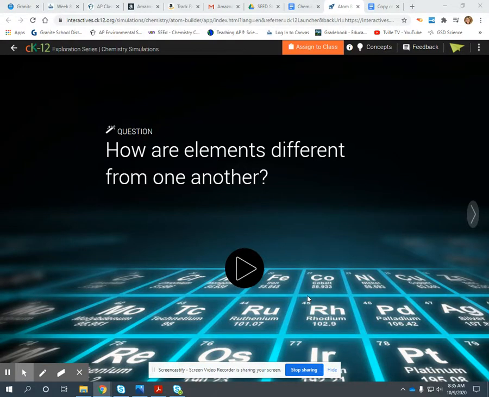Hello, so in this video tutorial, I'm going to show you how to use the CK12 Exploration Series Atom Builder Simulation. So when you click on the link to go to the simulation, the question that we're going to be answering today is how are elements different from one another? And we're going to be using the simulation to help us think about how the periodic table is organized and how it relates to the structure or the particles that are inside the nucleus of the atom.